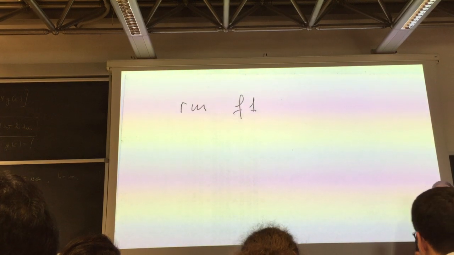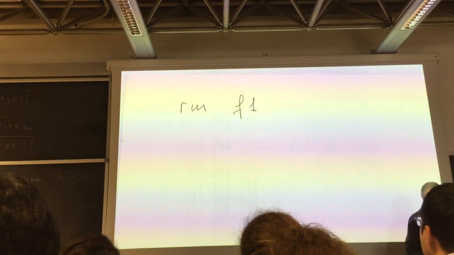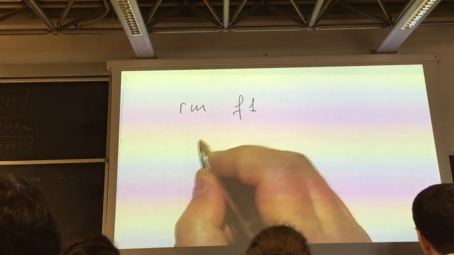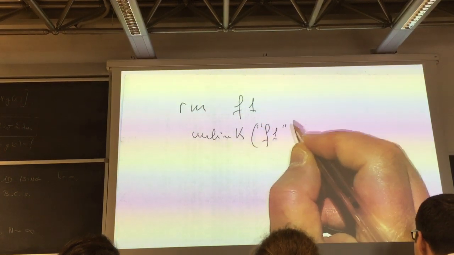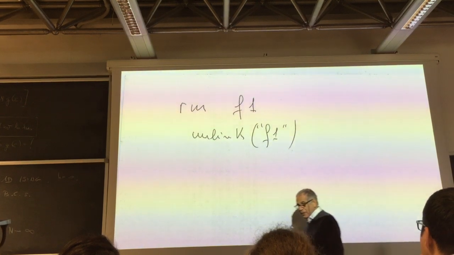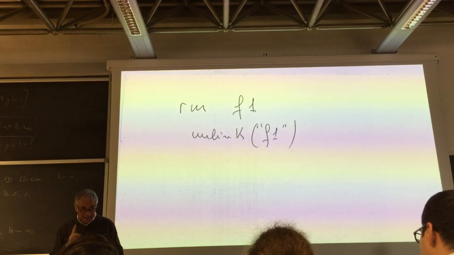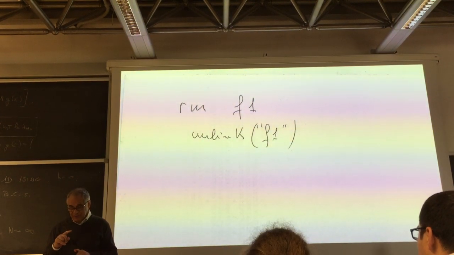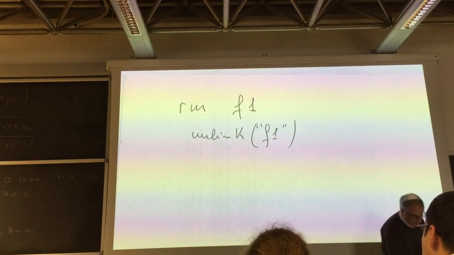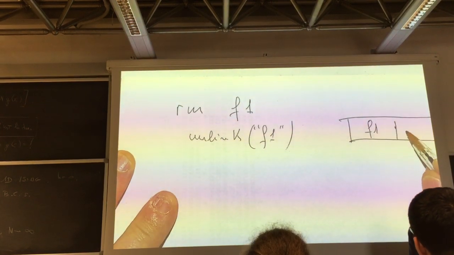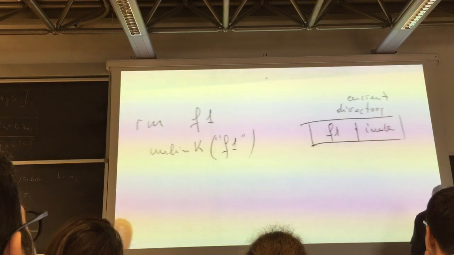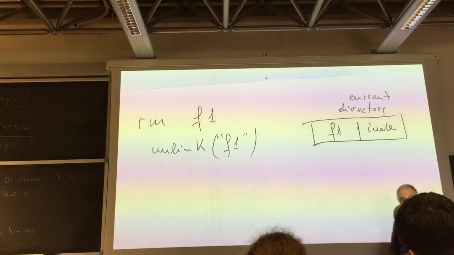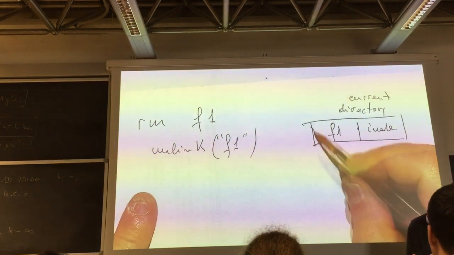So when you do remove F1, the system call that is used by bash to obtain this result is unlink F1. The unlink system call removes from the current directory the association of F1 with the inode. It removes this information from the current directory.